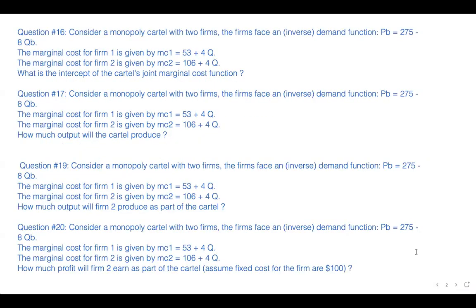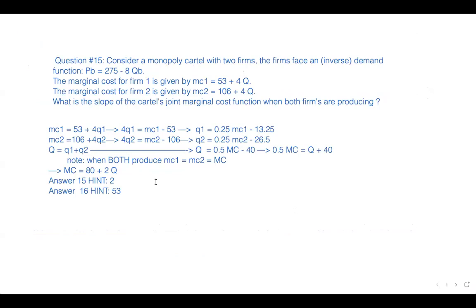Okay. So question 17, and are you okay with that, Andrew? Are you fine? It makes sense? Yes. Okay. So then question 17 says, how much output will the cartel produce? Now this is where we have to consider the demand information. And so it's PB is equal to 275 minus 8Q. Okay, that's fine.